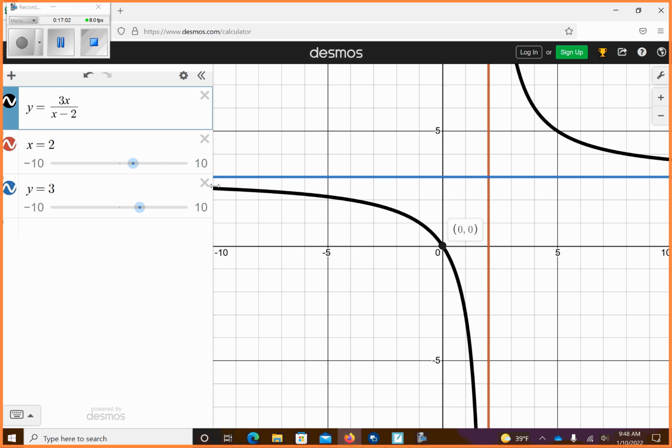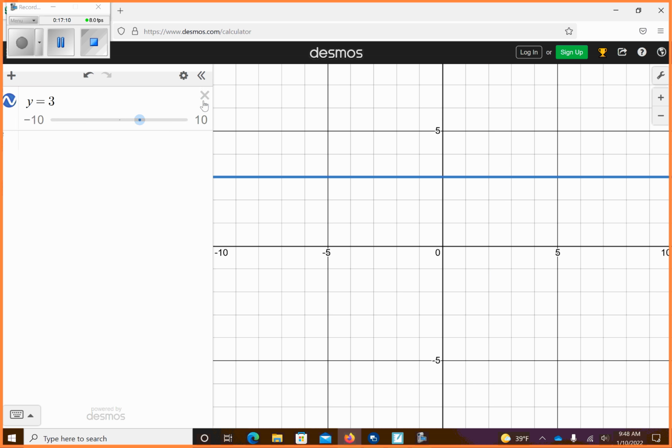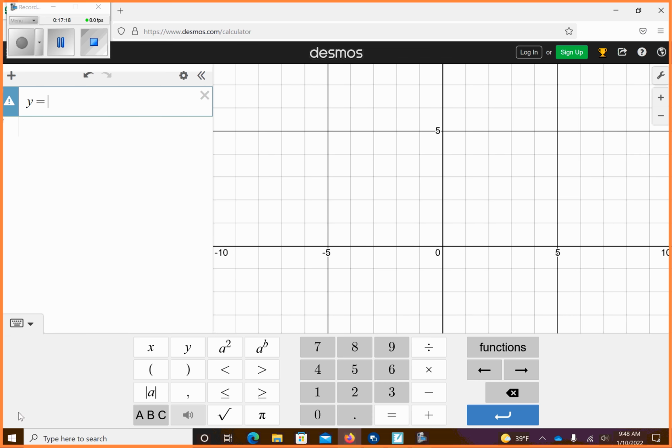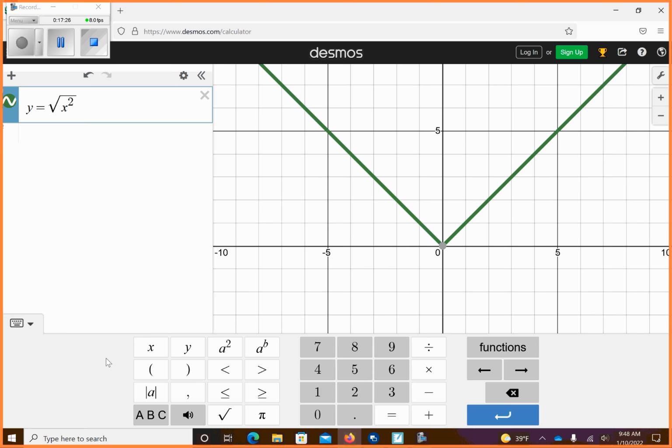Can I move off that problem? Okay, I want to go down to number 5. So I'm going to clear these out and put in number 5. So I have y equals, and when you're using the keyboard, you can come down here. Looks like I have a square root that I want to use, and I want to do x squared minus 16.